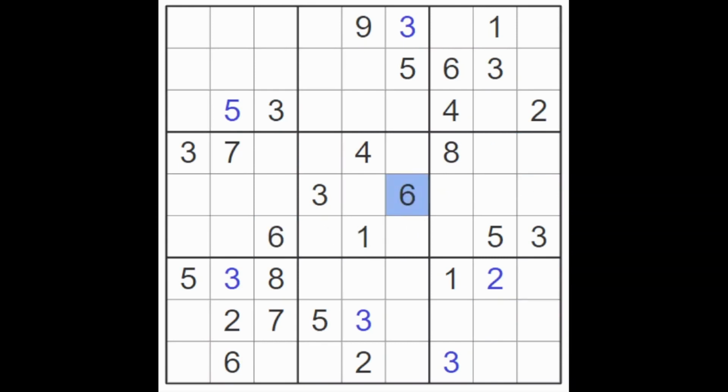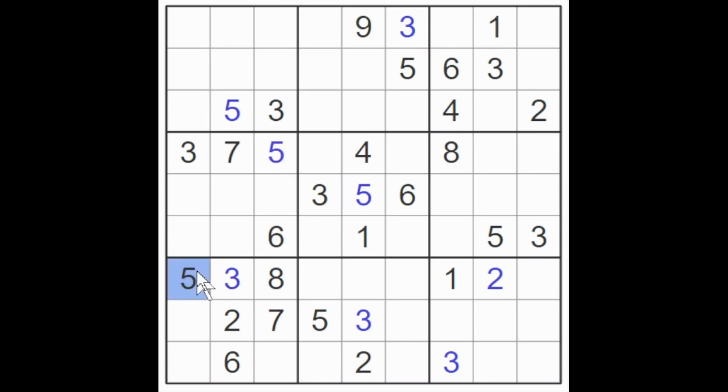I think we can place a couple of 5s. The 5 here and the 5 here and the 5 here block all of these cells from containing a 5. So therefore, the 5 must go here, and now this 5 and this 5 puts a 5 in this cell. And I think we are close to getting all the 5s, aren't we?